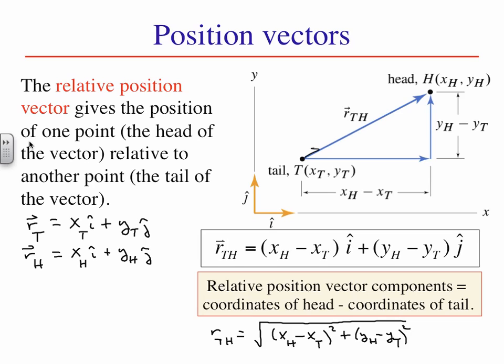And then define a unit vector associated with this relative position vector as the relative position vector divided by its own magnitude.